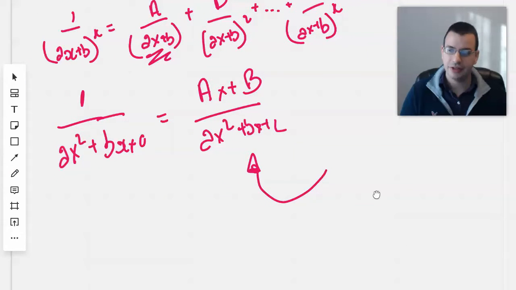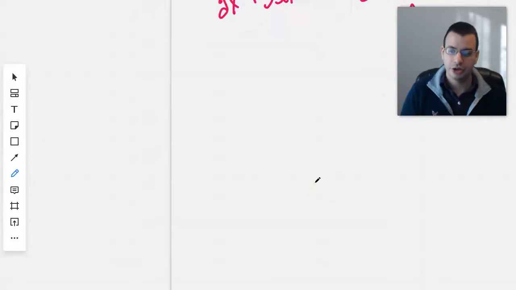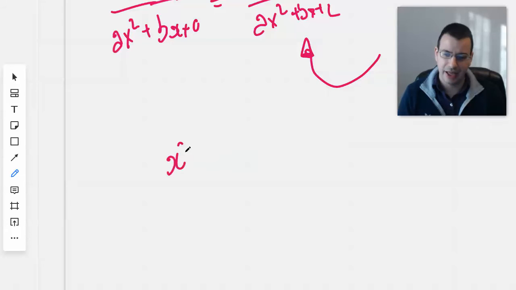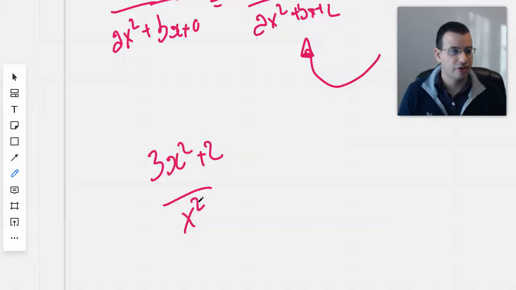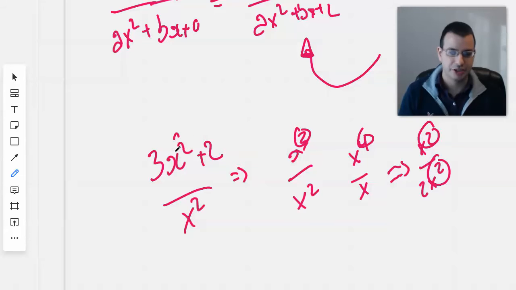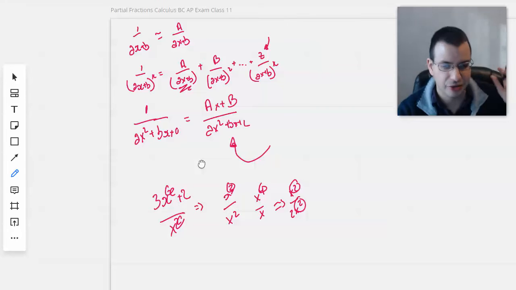Yep. And then one other thing, if the order of the numerator is higher than the order of the denominator, you should divide one by the other. So I think that's called like an improper fraction. So if you have something like 3x squared plus 2 over x squared, then you should divide one by the other, or x cubed over x squared, x to the fourth over x, or just x squared over 2x squared. So what you're concerned about is the exponent on the x's. And that's what would give you the order of your polynomial. Okay? So you got kind of a general feel for these rules.